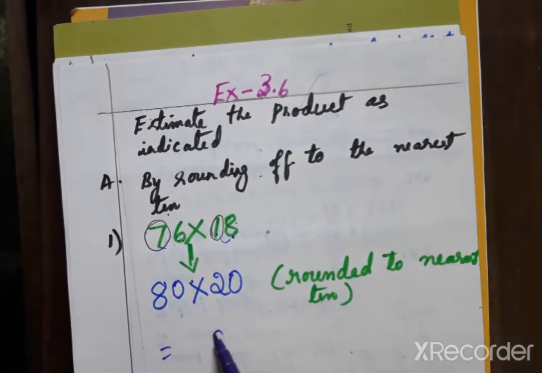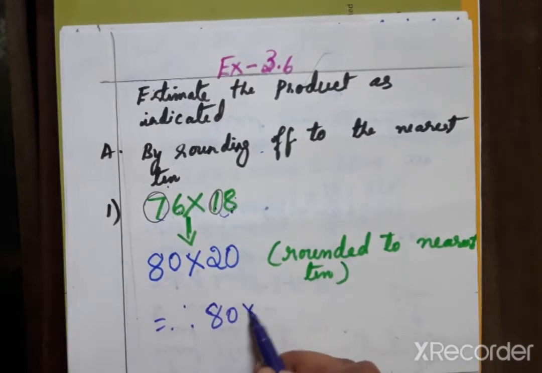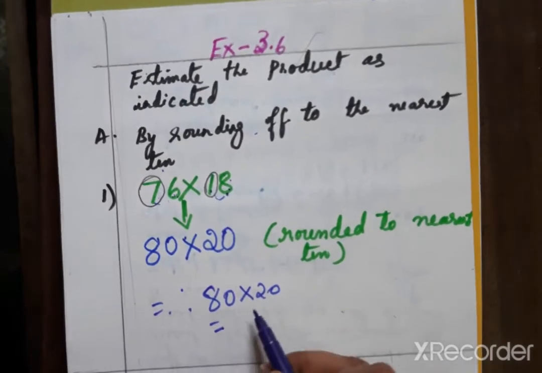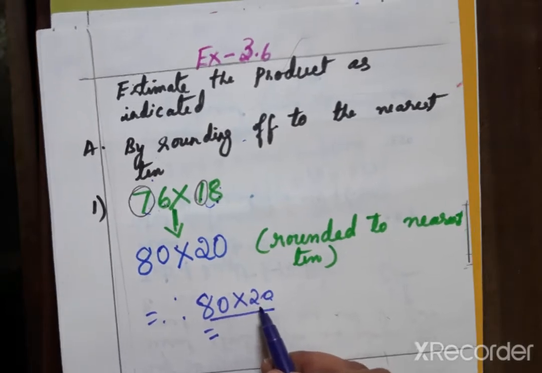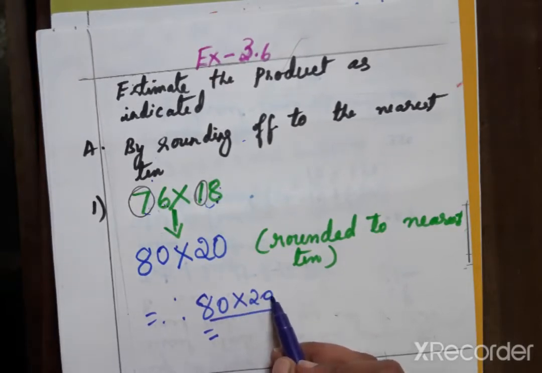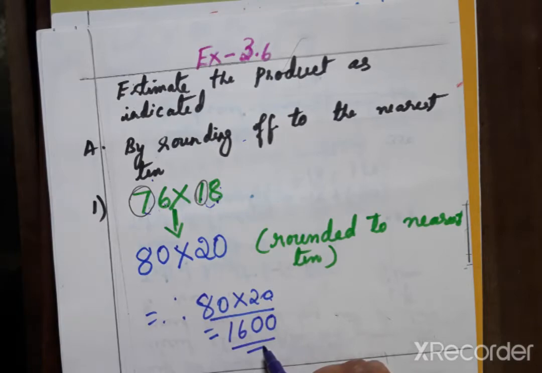Now we have to multiply. The rounded numbers are 80 into 20. How much is that, children? How to multiply? The last digits are zeros, so we can multiply directly. 8 times 2 is 16. How many zeros are there? Two zeros. Write 2 zeros. So 8 twos are 16, and with the two zeros, this is a direct multiplication giving 1600.